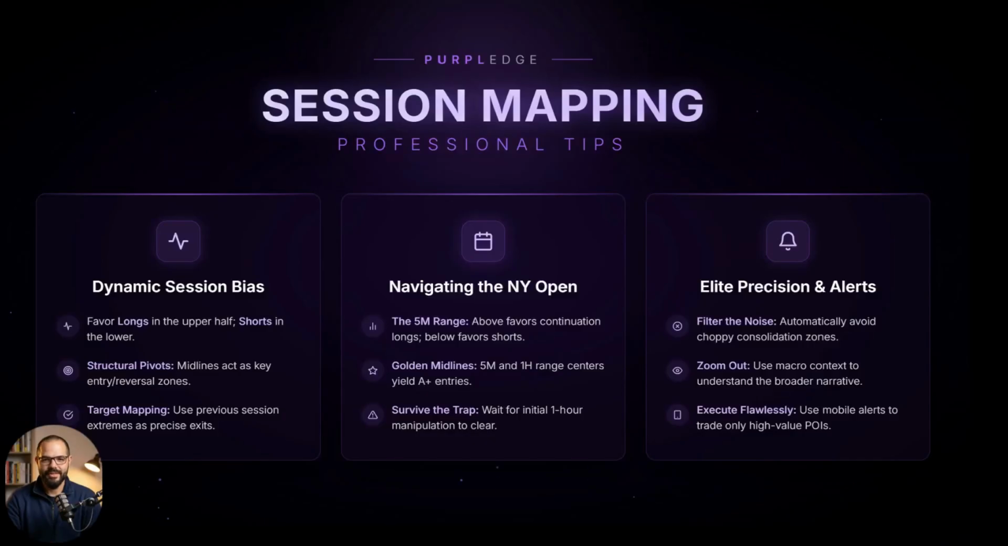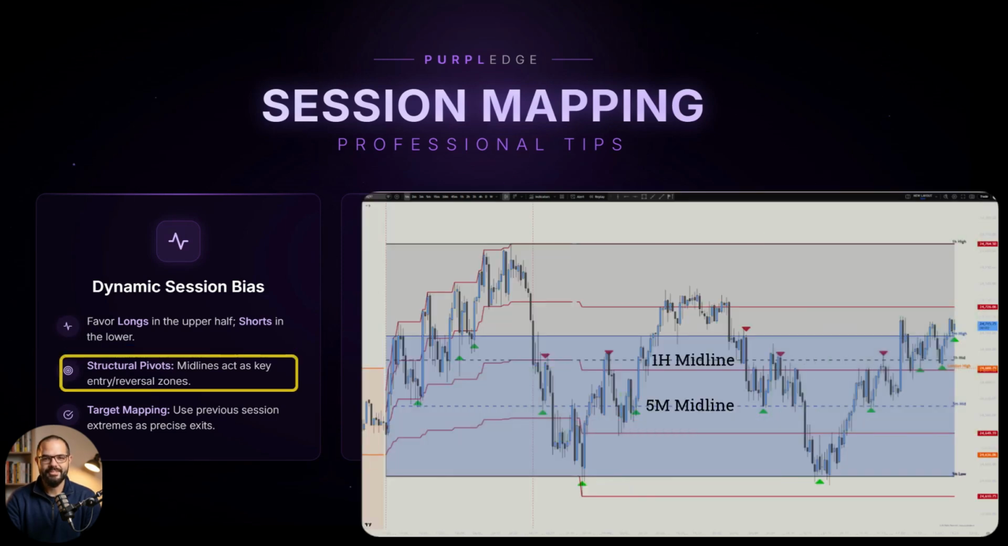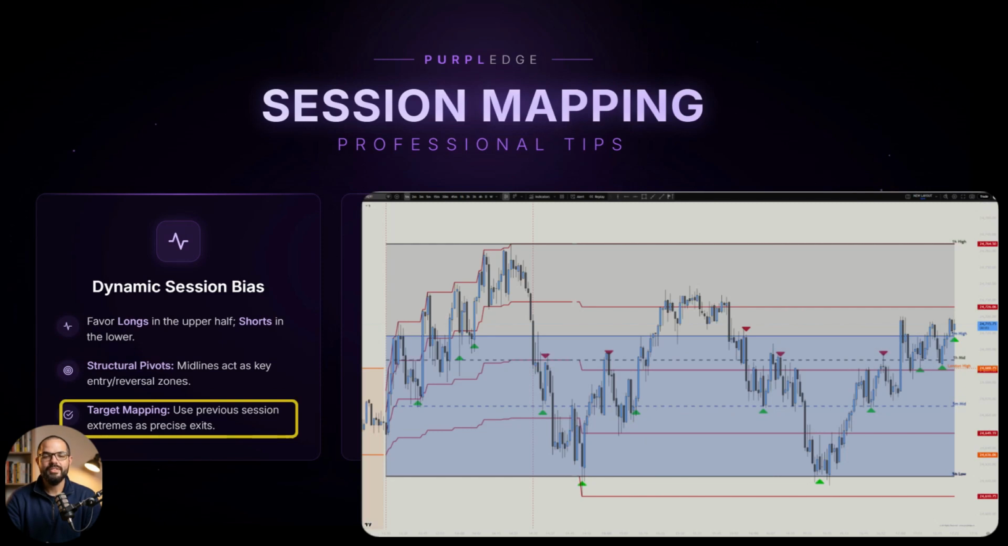To truly trade like a professional, it's not enough to just see the boxes on the chart. You need structural context. Keep these three core principles in mind. First, dynamic session bias. Always know where price is relative to the session's range. If price is in the upper half, buyers are in control, favor longs. In the lower half, sellers dominate, favor shorts. Combine this indicator with other PurplEdge tools to unlock a complete market picture and high probability setups. For structural pivots, treat the session midlines and borders as key entry and reversal zones. And for target mapping, use the extremes of the previous session as your precise exit targets.